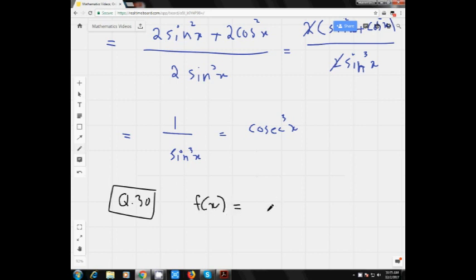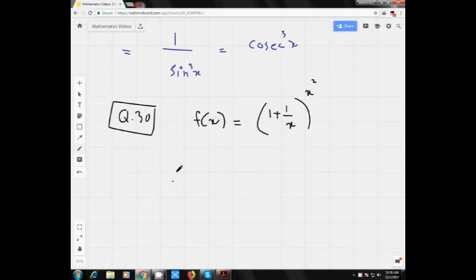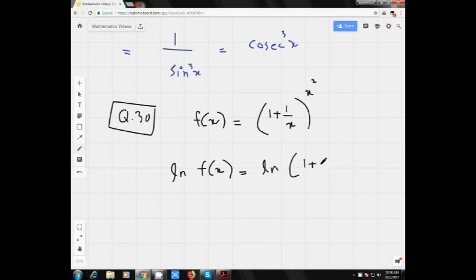f of x is equal to 1 plus 1 divided by x whole raised to the power x square. Variable in the power of variable, so therefore you have to apply the natural log. ln f of x equals ln of 1 plus 1 divided by x whole raised to the power x square. This x square becomes in the start of the natural log. Yes, it comes there, and you have just ln f of x.